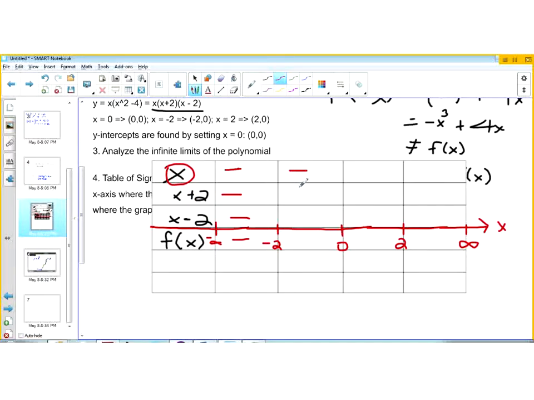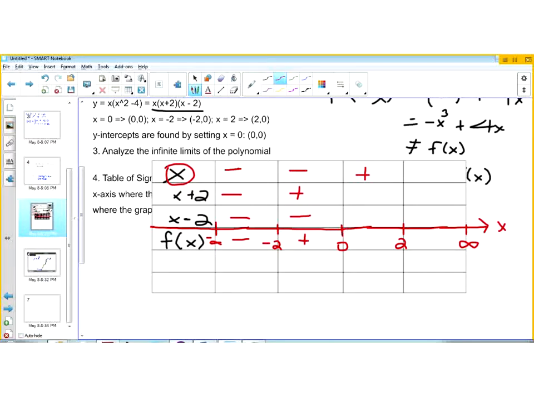Plug in an arbitrary number between -2 and 0 into this factor, x plus 2, and the sign of that factor will be plus. Choose an arbitrary number between -2 and 0, plug it into the factor x minus 2, and that factor will be negative. So what that tells us is that between -2 and 0, f of x is a product of 2 negative numbers and a positive number, which is a positive number. We repeat the process from 0 to 2.